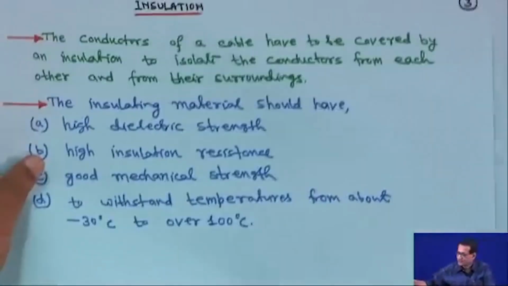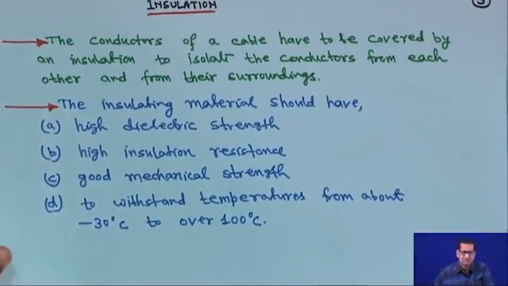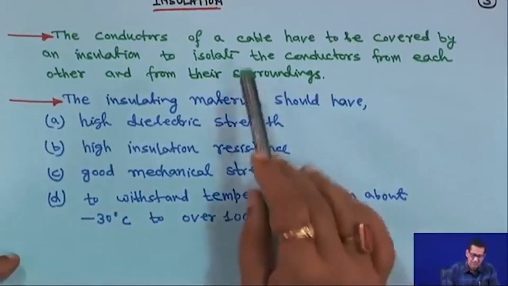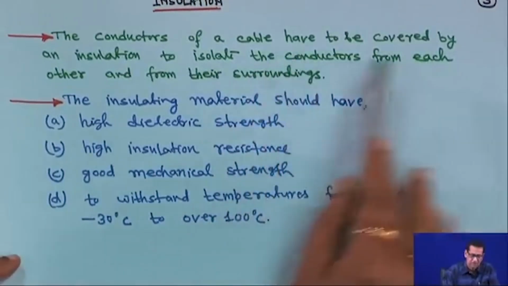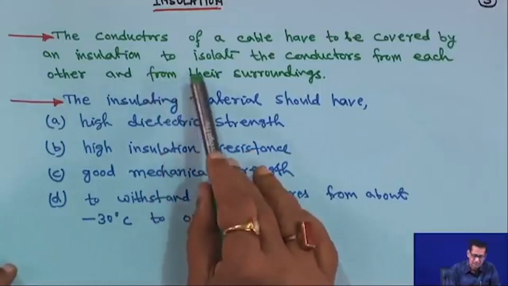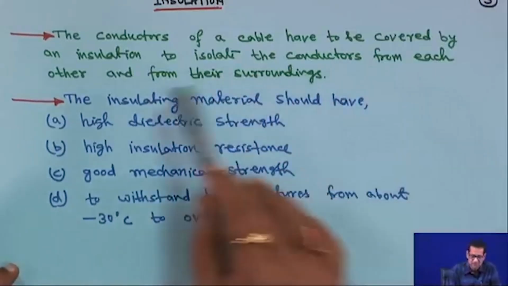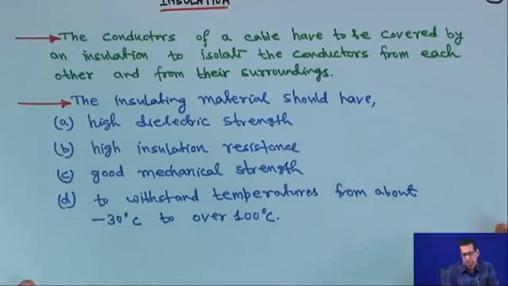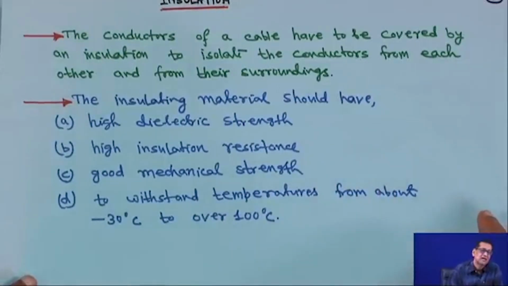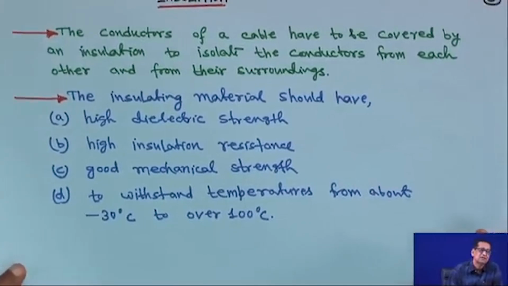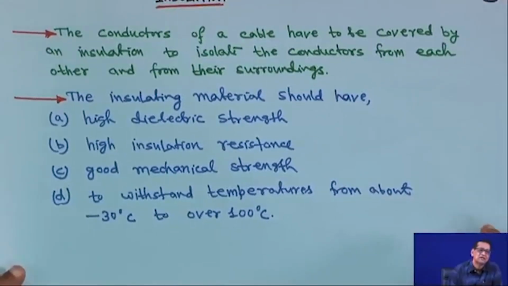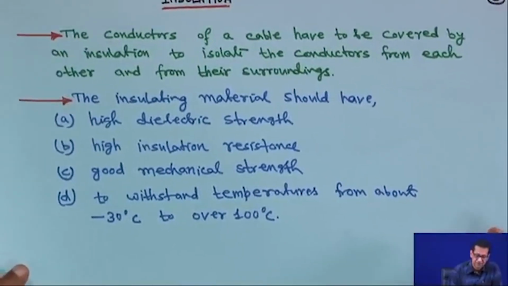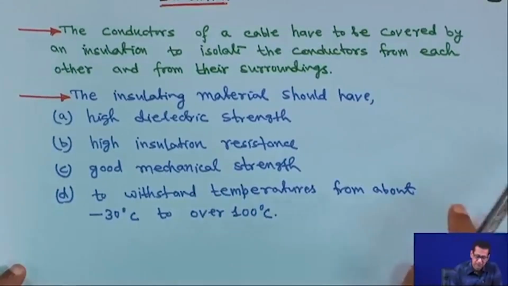Therefore, when we come to the insulation, the conductors of a cable have to be covered by an insulation to isolate the conductors from each other and from their surroundings. Suppose you have a 3-phase line with 3-core cables; each one has to be insulated from each other, otherwise there will be a short circuit. Therefore, insulation is very important.